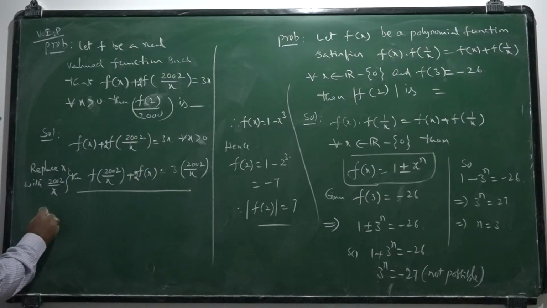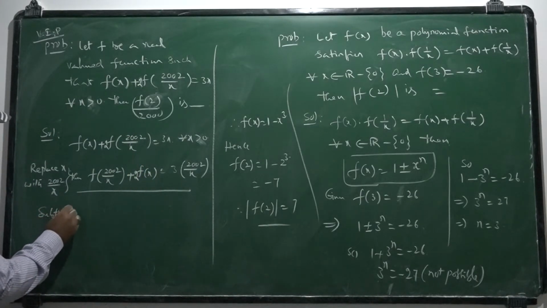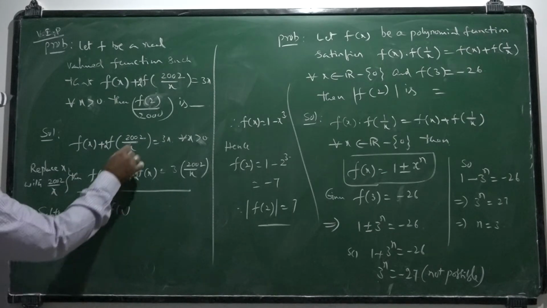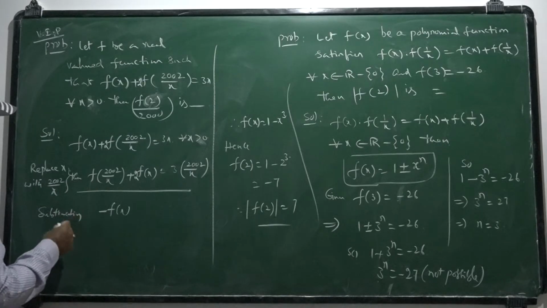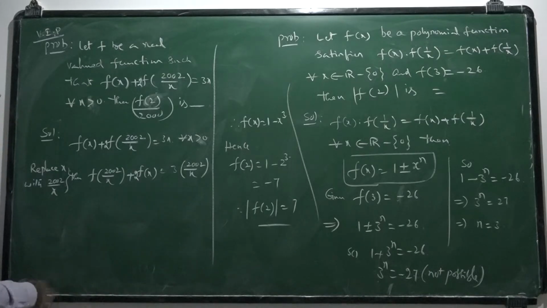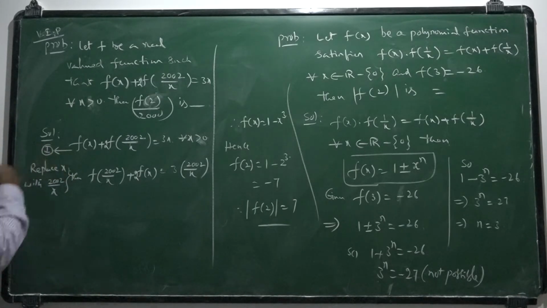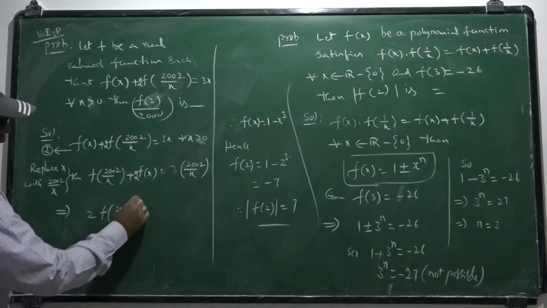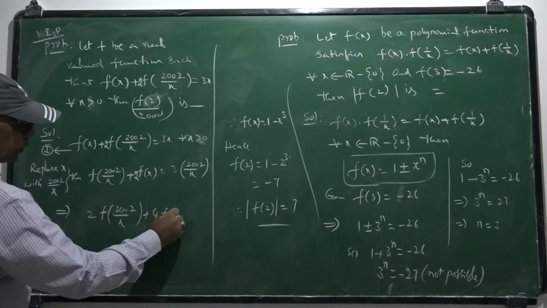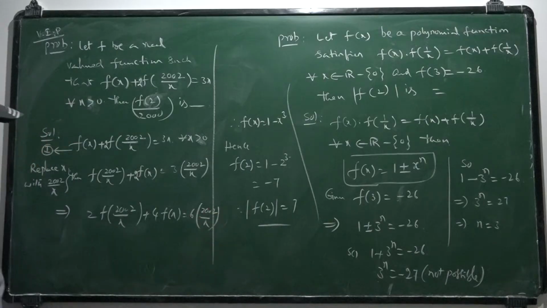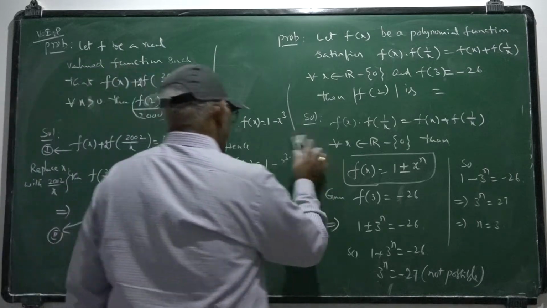Now subtraction. Sorry, first taking multiplication. Let this be equation 1, of course. Multiplying by 2, that implies 2f(2002/x) plus 4f(x) equals 6 into 2002/x itself. Let it be equation 2.